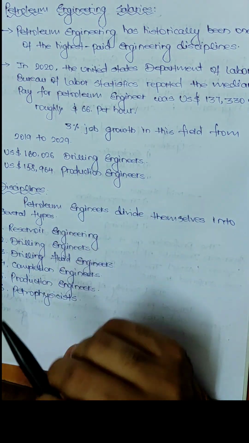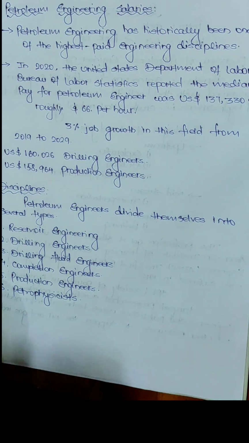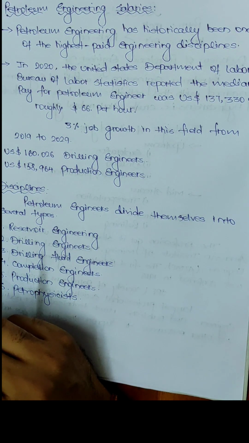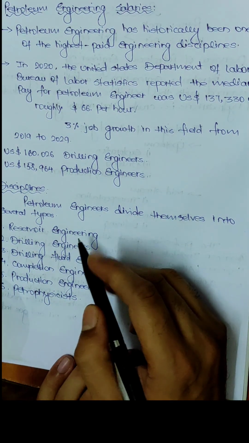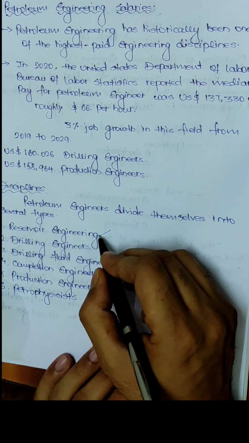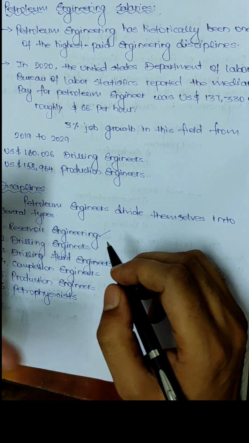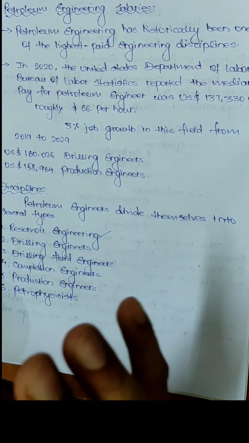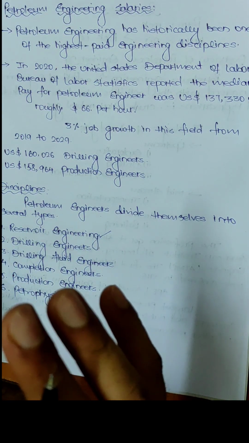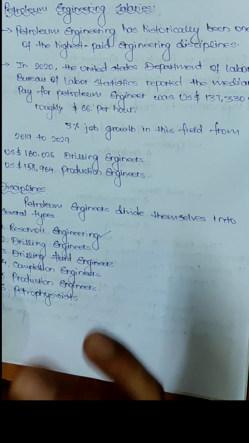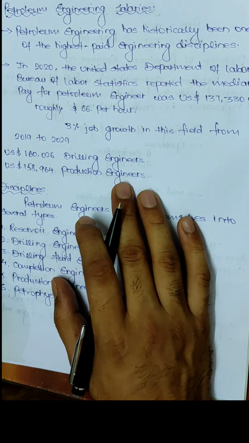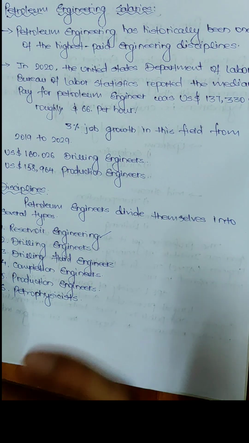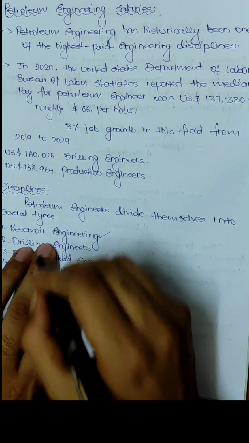Now the disciplines in petroleum engineering. Petroleum engineers divide themselves into several types. Reservoir engineering basically deals with production. A reservoir is a place where something is stored. Similarly, when crude is stored or collected inside the rock, that place is called a reservoir.